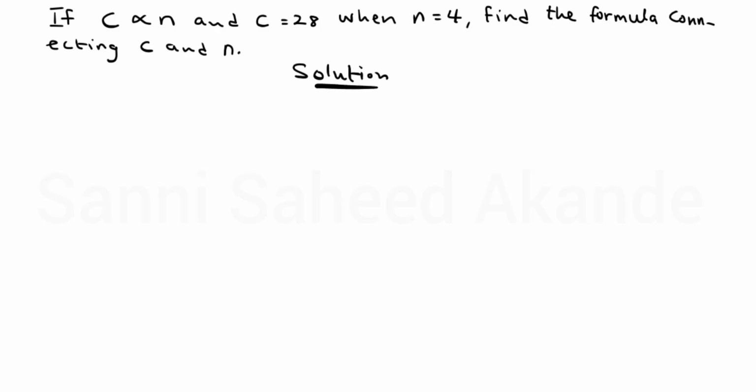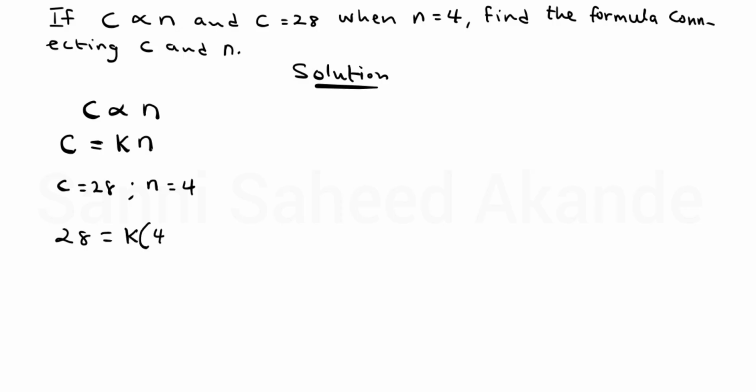Alright, so C is directly proportional to N. Changing this to an equation, we have C equal to a constant, and let my constant be K, then N. From the question, C is equal to 28 and N is equal to 4. So I'm going to substitute this in order to get the value of my constant, K. Then C, which is 28, is equal to K times N, which is 4. So we have 28 is equal to 4K.